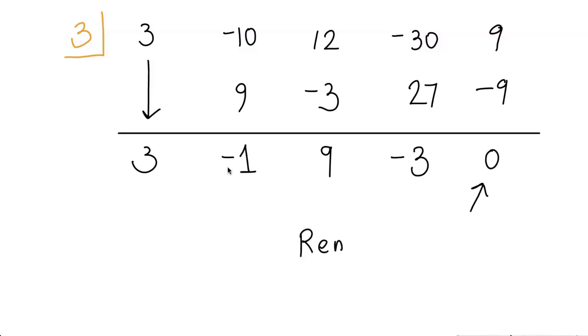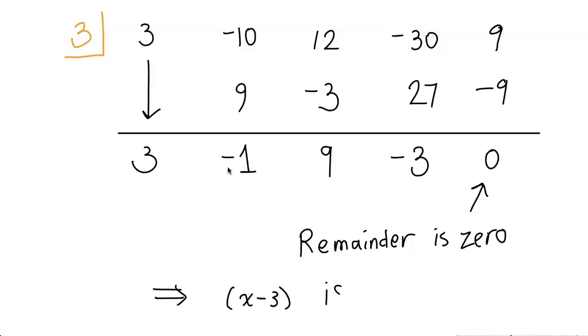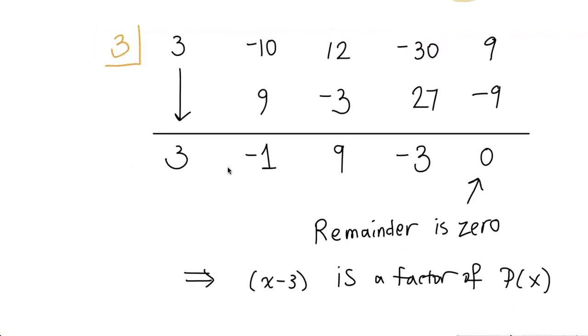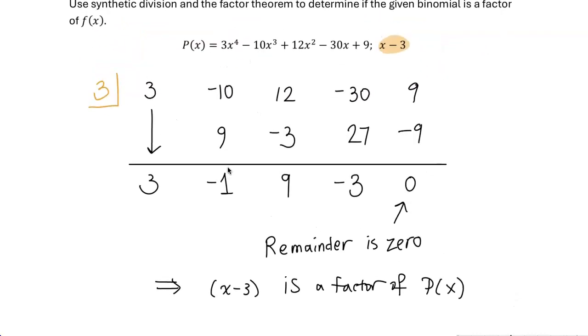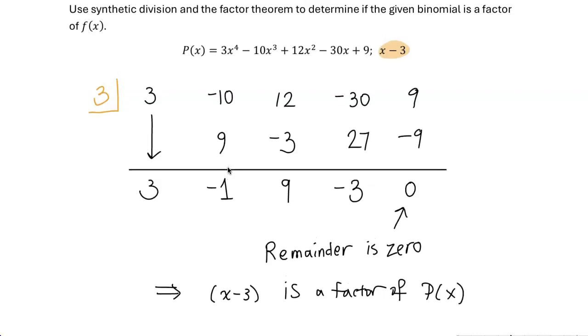So point at that remainder of 0. Remainder is 0. So what's the conclusion? X minus 3 is a factor of p of x. Now, if I had another number other than 0, like if the remainder came out to be 17 or anything other than 0, I would have said x minus 3 is not a factor of p of x.